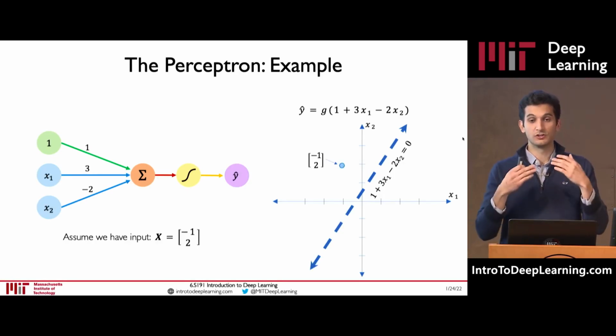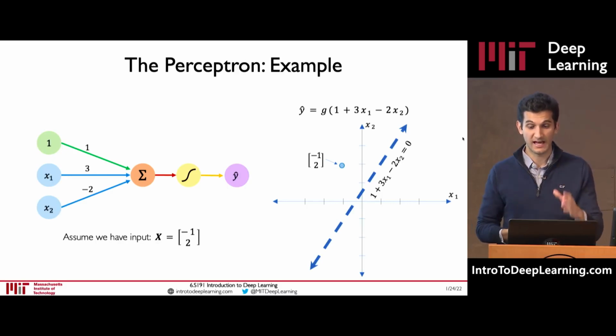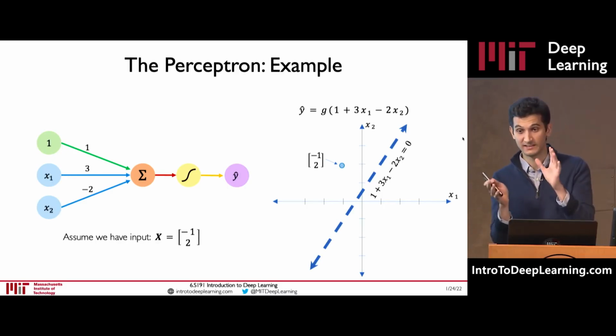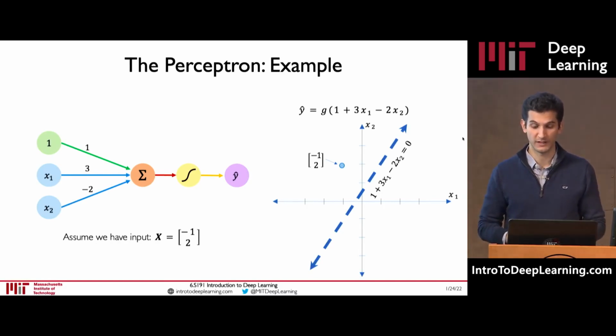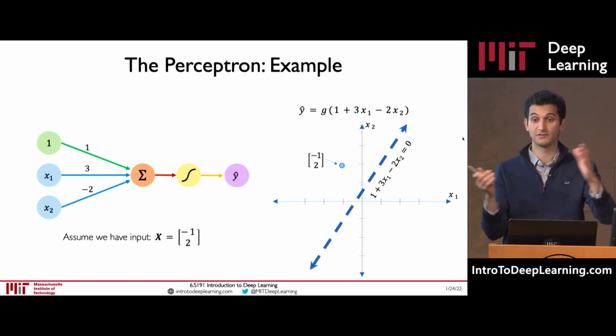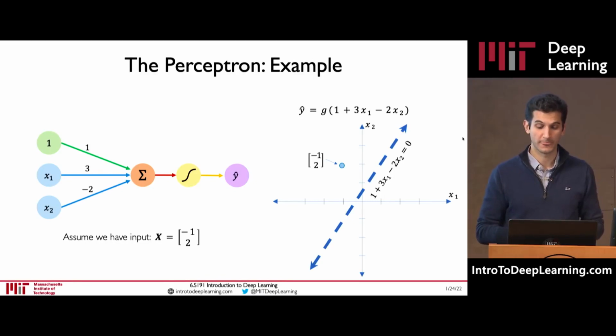Now, if I give you a new data point, let's say x equals -1, 2, we can plot this data point in this two-dimensional space. And we can also see where it falls with respect to that line. Now, if I want to compute its weighted combination, I simply follow the perceptron equation to get 1 minus 3 minus 4, which equals -6. And when I put that into a sigmoid activation function, we get a final output of approximately 0.002.